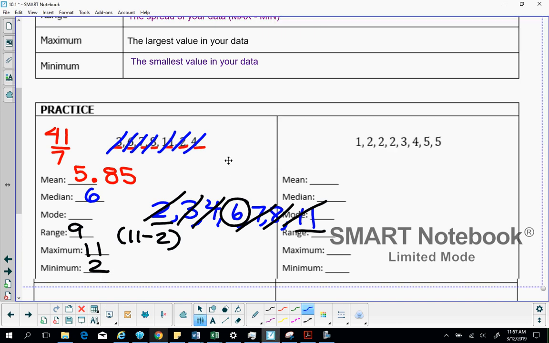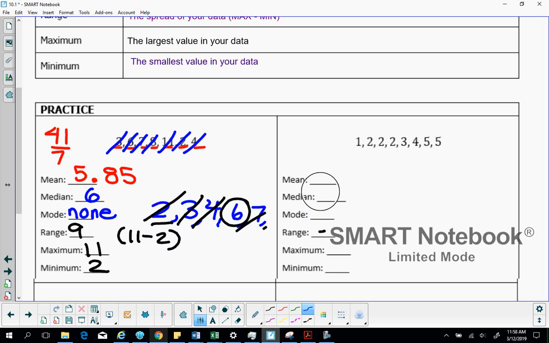Mode sounds like most, right? Mode is the number that's most prevalent in your data. Are there any numbers that repeat? No, so there is no mode. Whatever numbers repeat the most is your mode. If there are two 2s and two 3s, they both will be your modes, 2 and 3. Okay, let's try the next one.